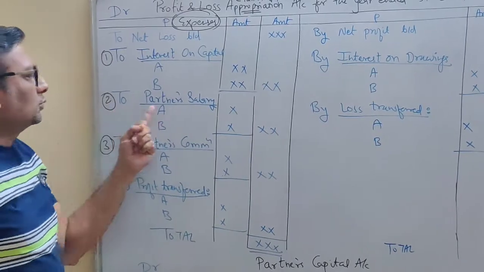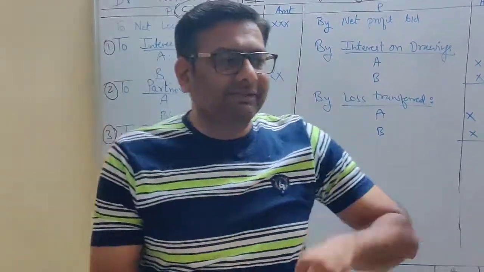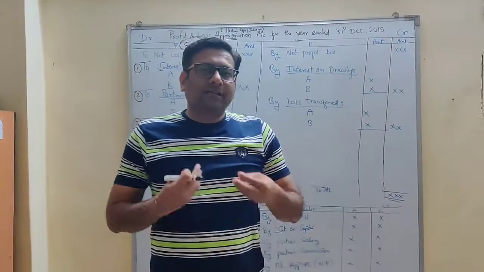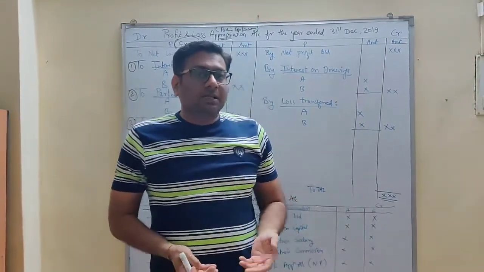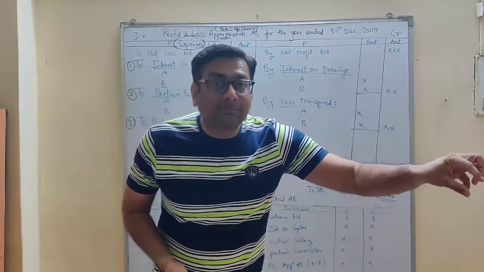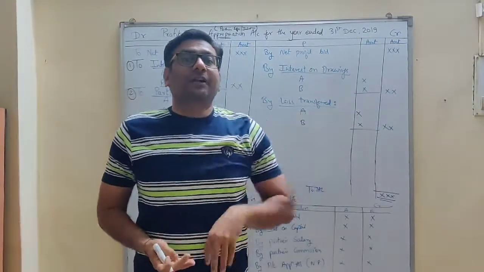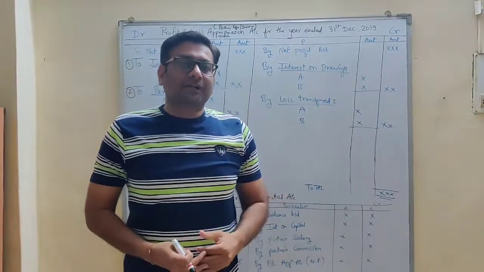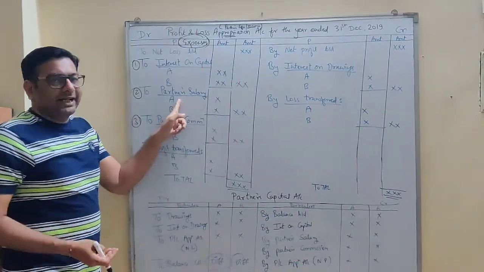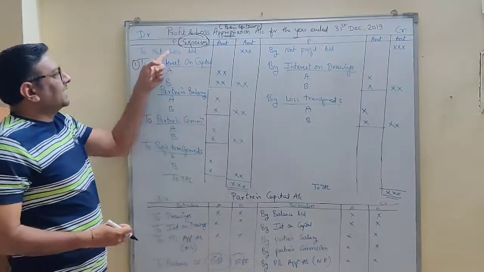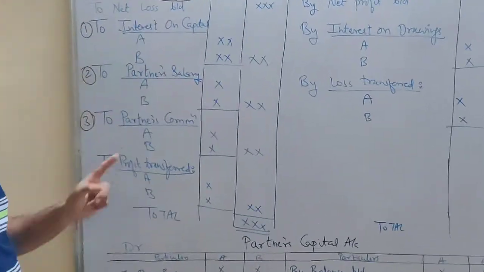Likewise, number 2, partner's salary. We are giving salary to the partner. Why are we giving salary to the partner? Because it may be possible that among the partners, any one partner is working extra hours. For working extra hours, we are going to pay him salary. So again, when I say pay, it is an expense, debit all expenses.